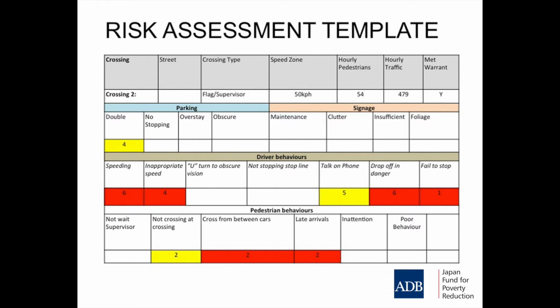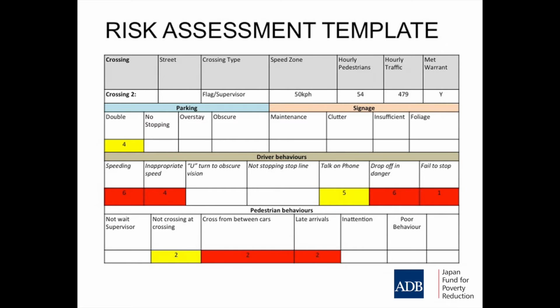It tells you the crossing, the street, is there a crossing type, what's the speed zone, what's the hourly pedestrians, and what's the hourly traffic. All that information is taken from the first analysis that you did. It's taken from the expert system. This thing here called Met Warrant, that's something that applies in road authorities and transport departments for whether there is enough traffic for a special crossing to be put in place. It either meets the warrants or it doesn't meet the warrant.